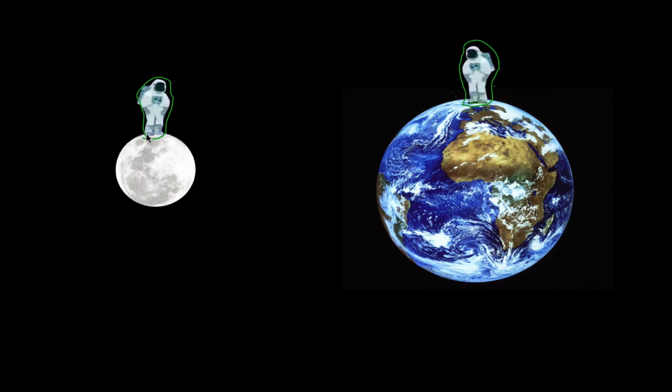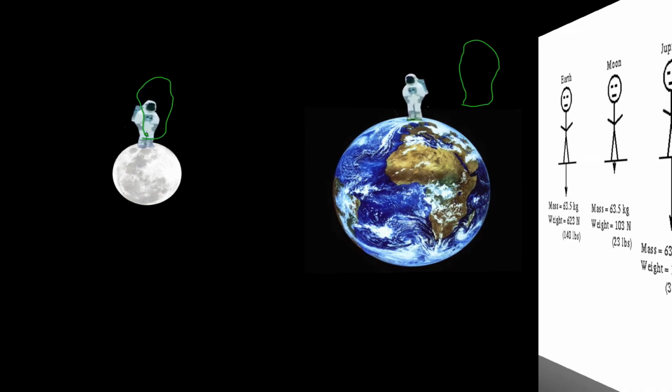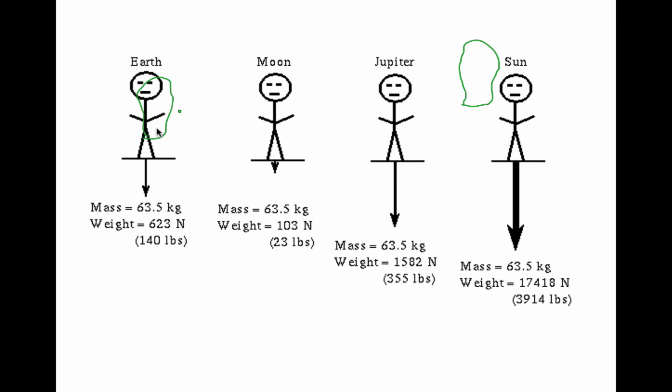So because gravity is pulling on that guy less, if he jumped in there, he'd be able to jump a lot higher on the moon than he would on Earth. So to show you another example of that real quick, this is the same guy standing on different planets here, or in this case the moon or the sun, which are not planets.